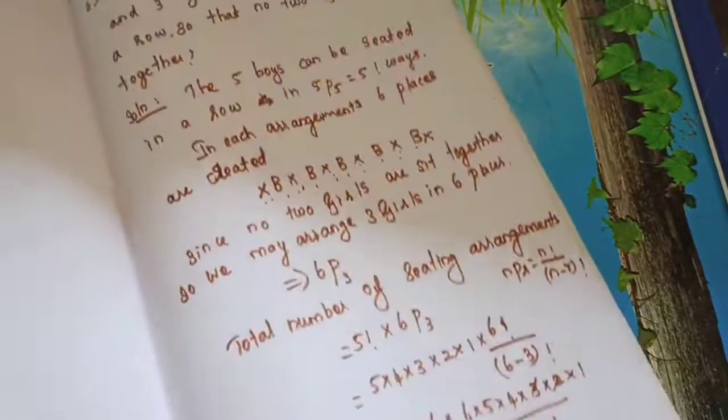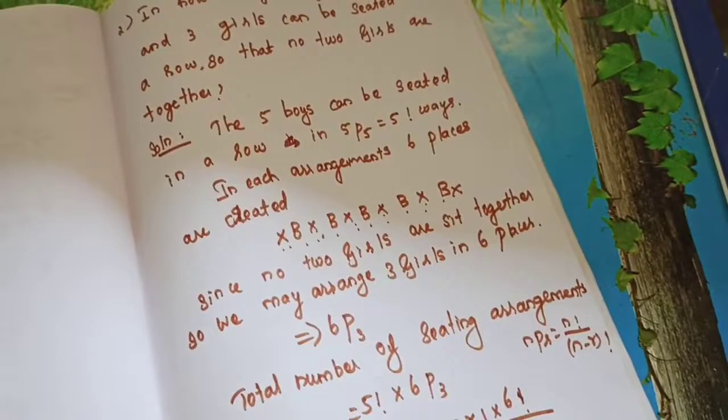Got it? Okay, I will repeat again. So the question is, in how many ways can 5 boys and 3 girls be seated in a row so that no 2 girls are together. So no 2 girls will sit together. Totally 5 boys and 3 girls are there. 5 boys can be seated in a row, is it right? So seating them in a row means nPr, that is 5P5 ways, so 5 factorial is there.